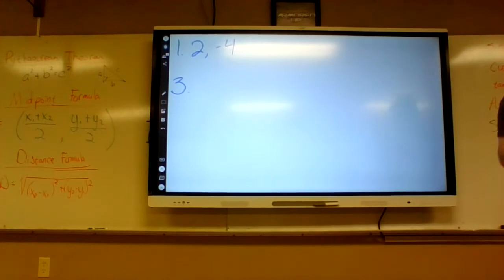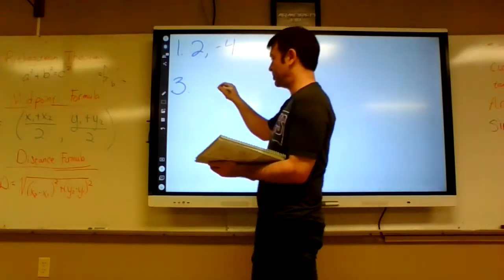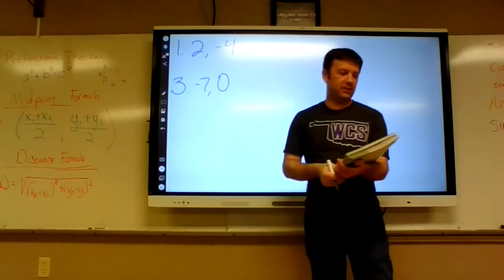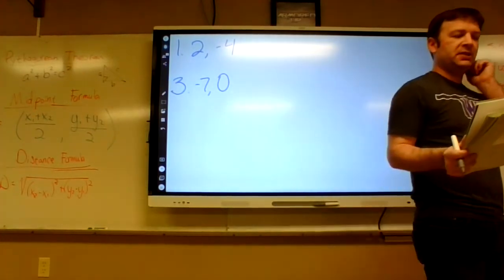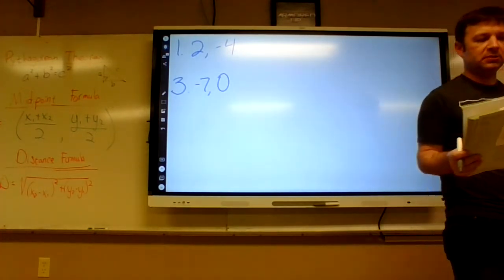Okay, number 3. What z value will make the parentheses 0? Negative 7. What other z value could we plug in? 0. On the outside, 0. If that outside z is a 0, the whole thing turns into 0.